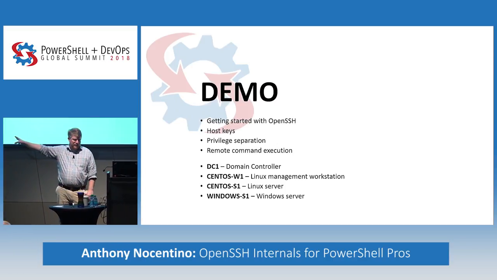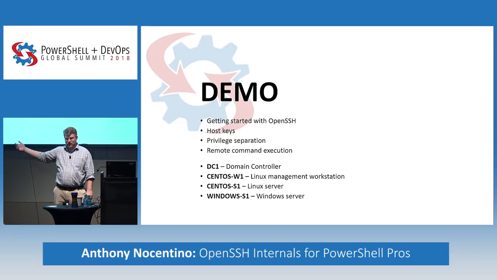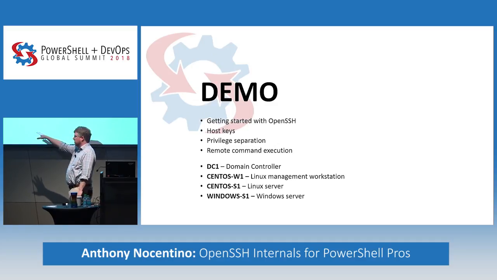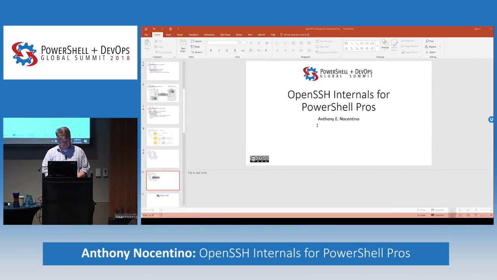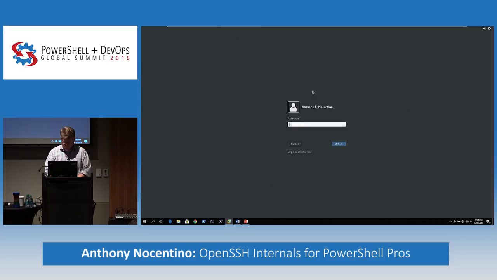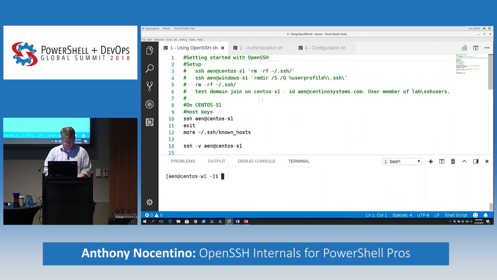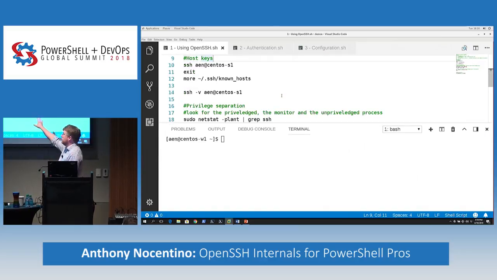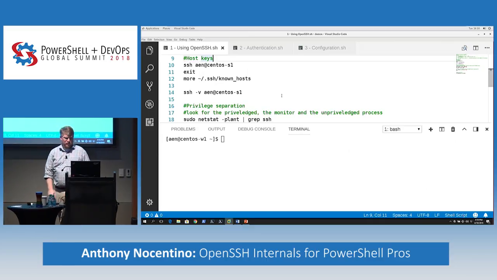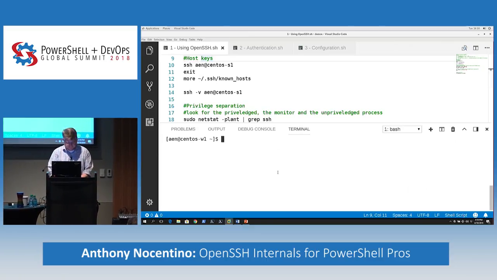Quick layout of my lab here, because we're doing remote access stuff, we're gonna be jumping around between computers. This is what we have going on. I have a domain controller, a Linux management workstation, CentOS W1, a Linux server that we're gonna play with, CentOS S1, and a Windows server in this awesome cross-platform world that we live in nowadays. If you guys have questions, feel free to ask. I'm going to put these demos online so you guys will be able to walk through it on your own, but we're going to go through some basic plumbing stuff right now.